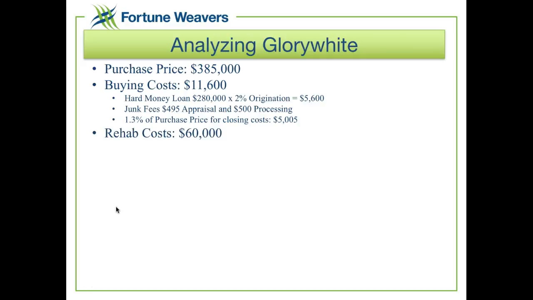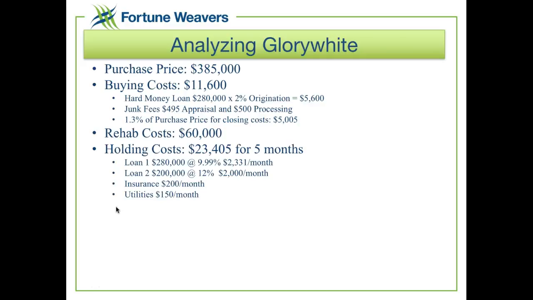The rehab on this was 1,500 square feet, so came out to $60,000. Holding cost. Remember, we have our loan payments, insurance, and utilities that equal our holding costs. Here we have loan 1 at $280,000 at 9.99%. That equals $2,331 a month. Loan 2 is $200,000 at 12%, which makes it very simple. It's just $2,000 a month. So our total monthly loan payments are $4,331.